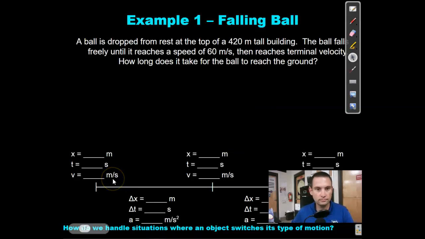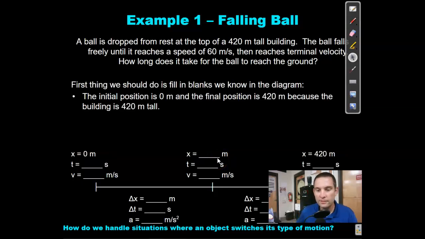Falling ball. A ball is dropped from rest at the top of a 420 meter tall building. The ball falls freely until it reaches a speed of 60 meters per second, then reaches terminal velocity. How long does it take for the ball to reach the ground?